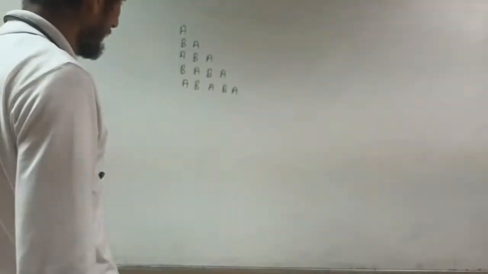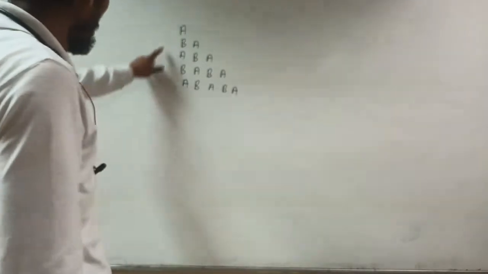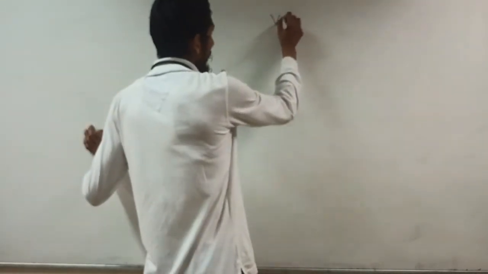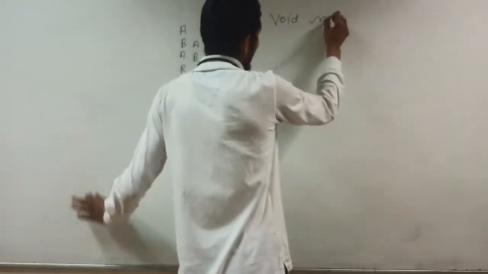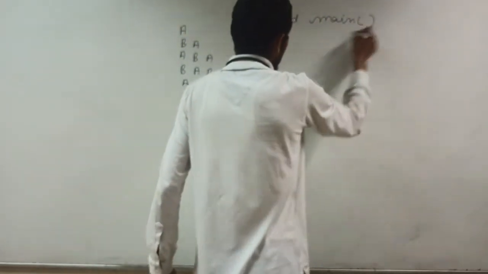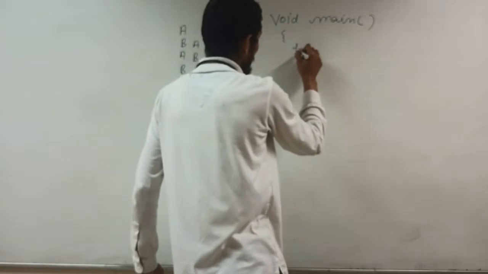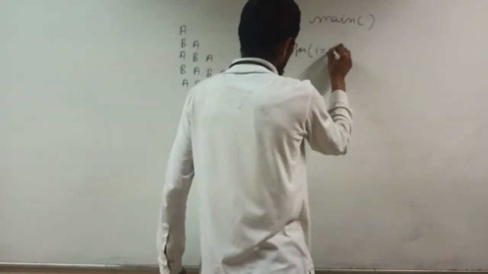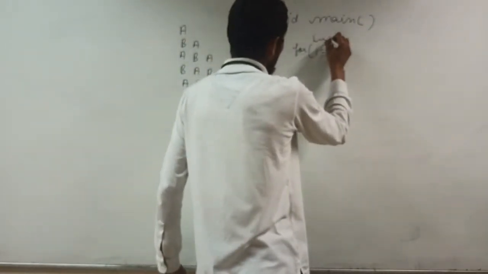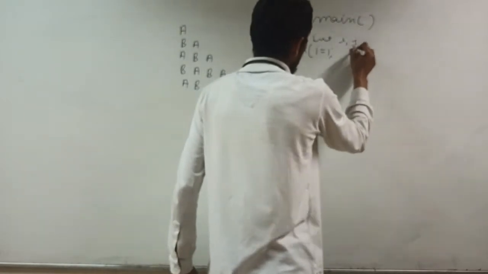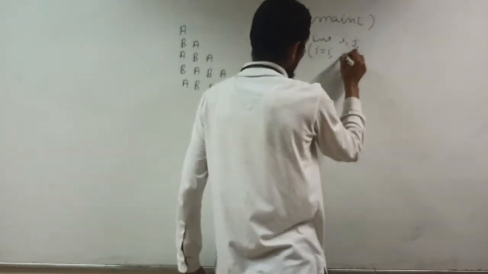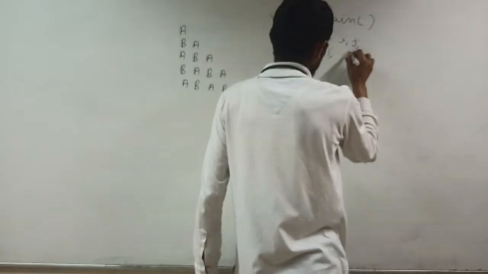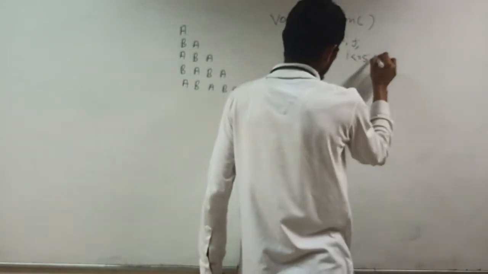What we have seen first of all is how many rows I have. I have 5 rows, so let me apply the loop. While main, for I equals 1. Let me declare int i, j. i equals 1, i less than or equal to 5, then i plus plus.